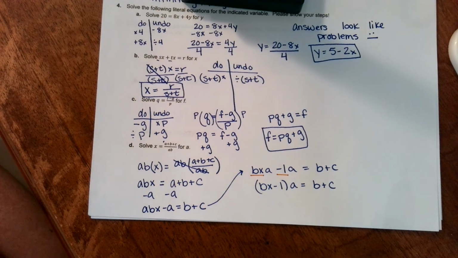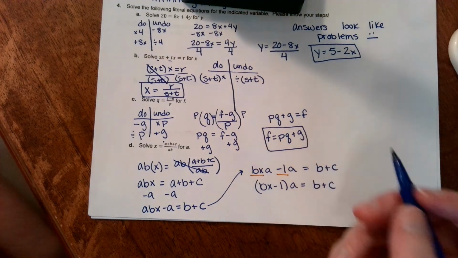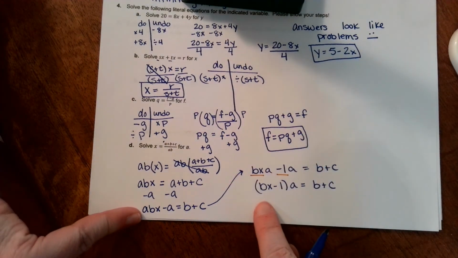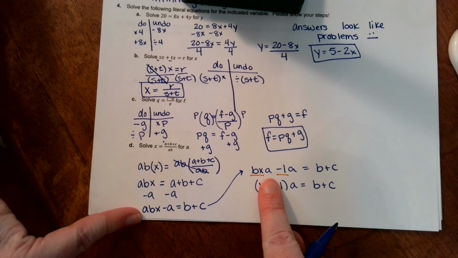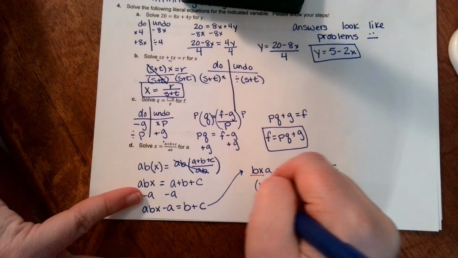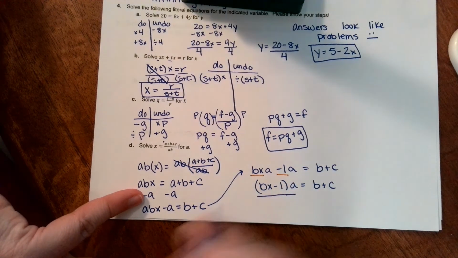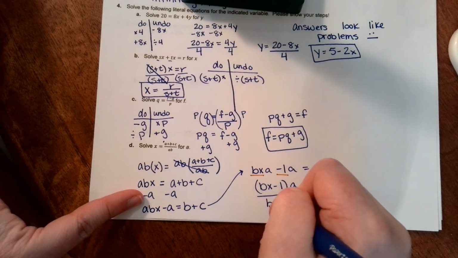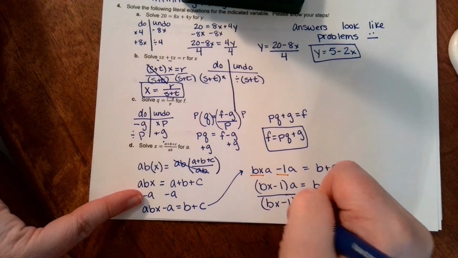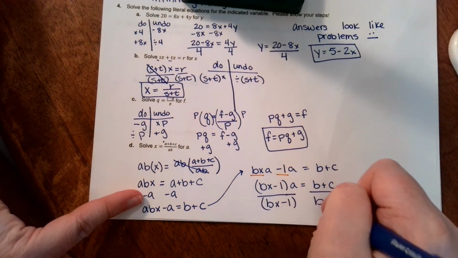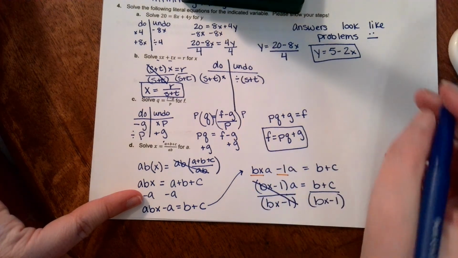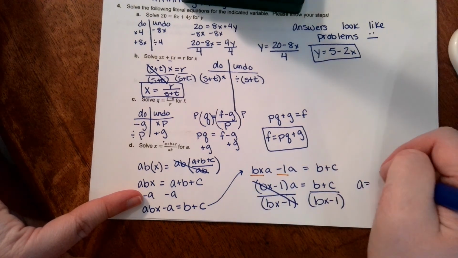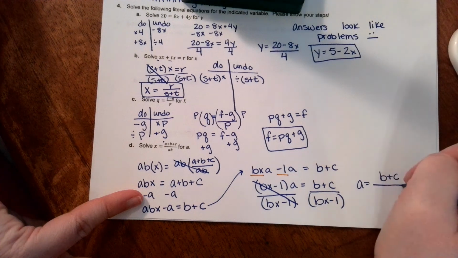We could do our do and undo list. I'm going to skip that this time, though, because we just want to get A by itself. We have blah, blah, blah times A. Doesn't even matter what it is. It's something times A. So to undo times, we're going to divide. Okay, so these will cancel, and you're left with A equals (B plus C) over (BX minus 1).